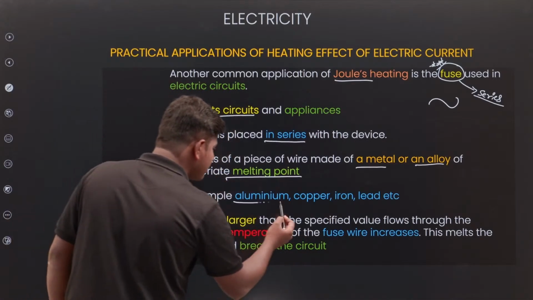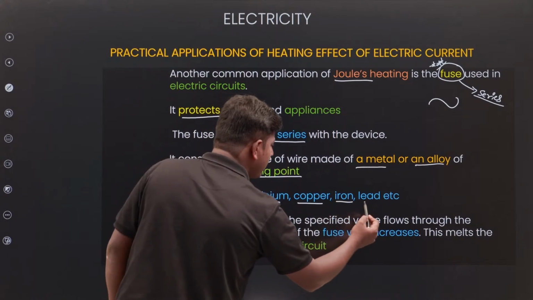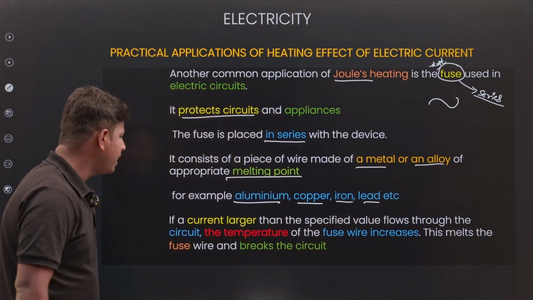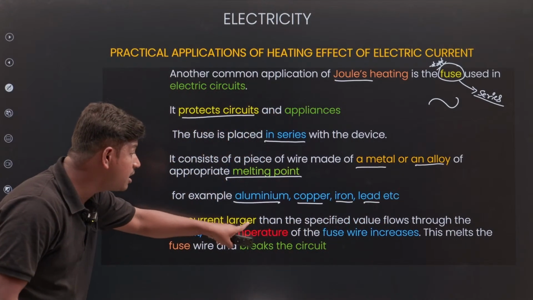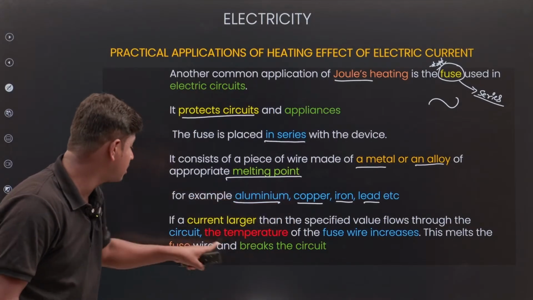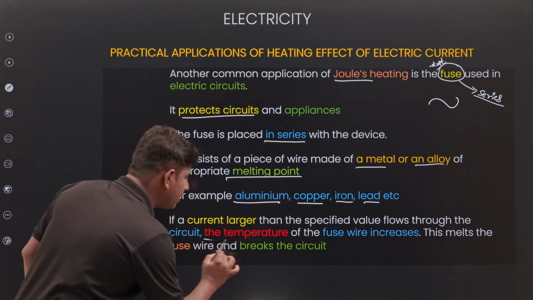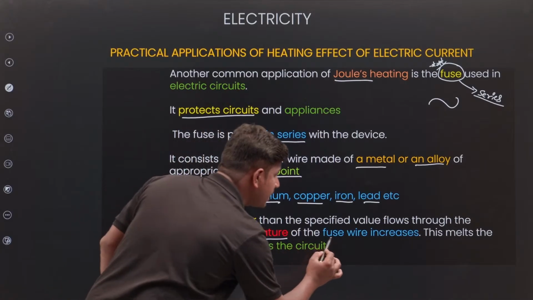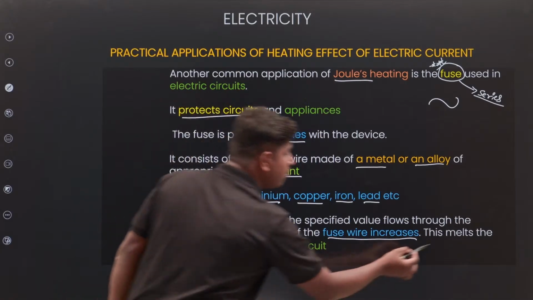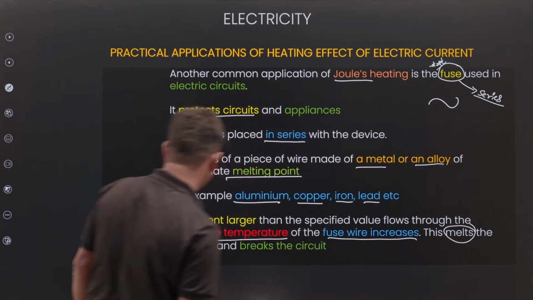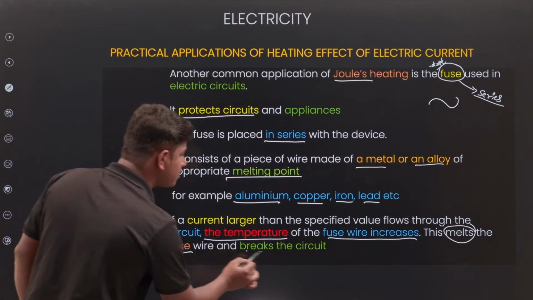For example, metals: aluminum, copper, iron, lead, etc. Next, if current larger than the specified value flows through the circuit, the temperature of the fuse wire increases, then it melts the fuse and breaks the circuit.